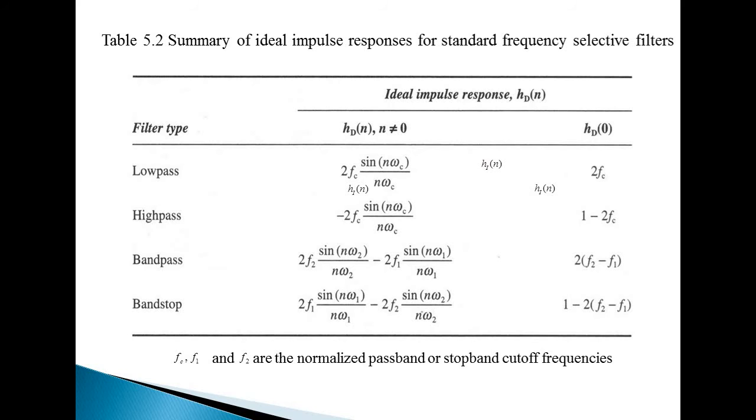See the summary of ideal impulse response: the low pass filter, high pass filter, band pass filter, band stop filter. FC is the cutoff frequency. F1 and F2 are the normalized pass band and stop band frequencies. So these are the ideal impulse responses of standard frequency selective filters. You have to remember these impulse responses.